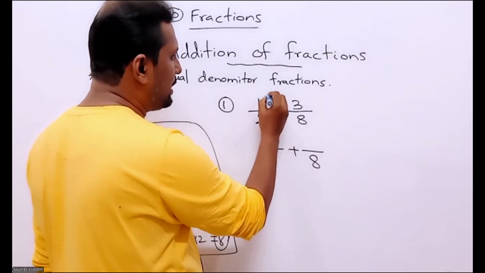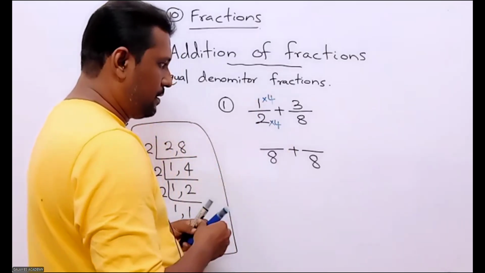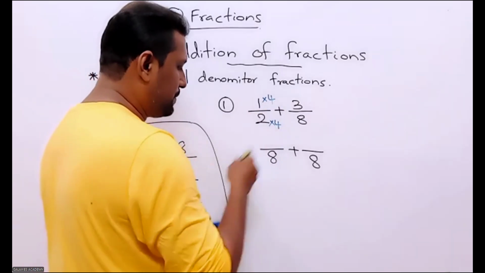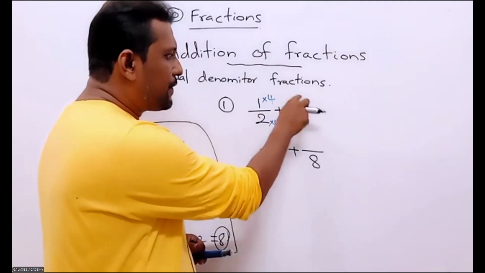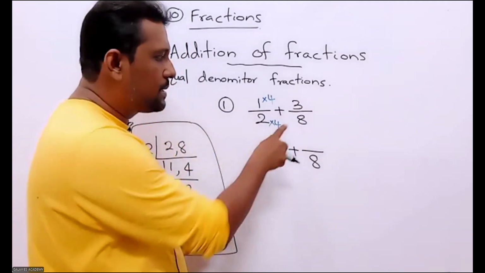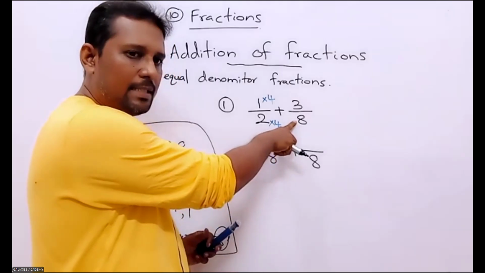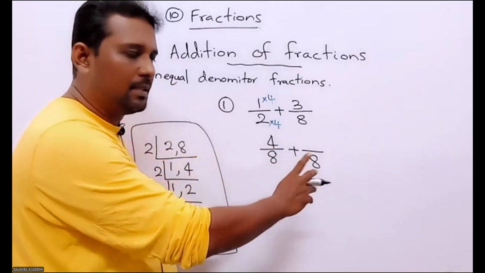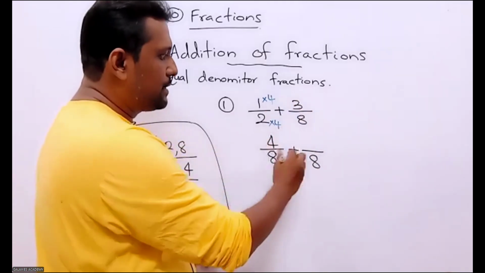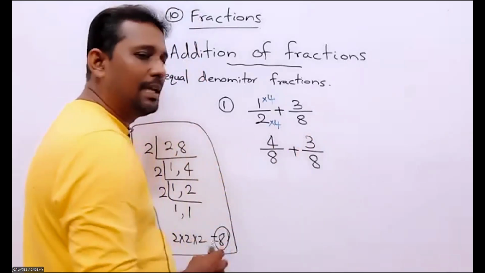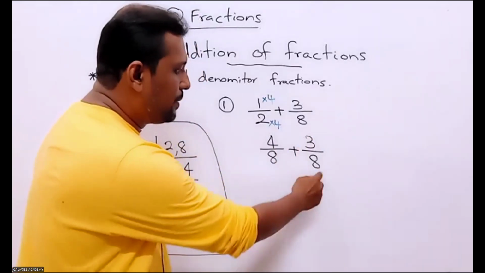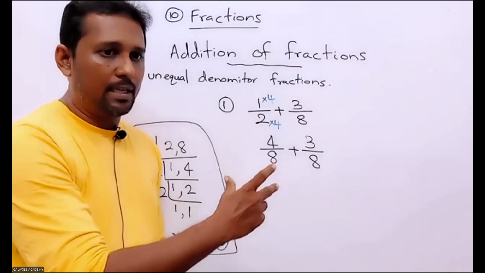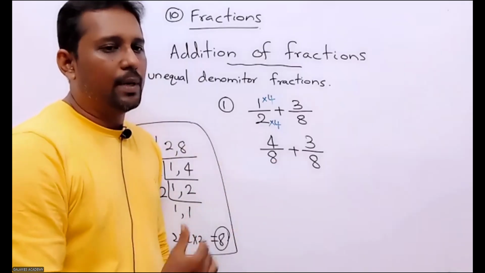Also the numerator you have to multiply by 4. Right? Then 2 times 4 is 8. 1 times 4 is 4. The second fraction does not need to change, because its denominator is already 8. I want the denominators to be the same, 8. So this fraction does not need to change, so you can write it as 3 over 8. Now check these two denominators, they are equal, right? The question gave unequal denominators, but I converted them into equal denominators.